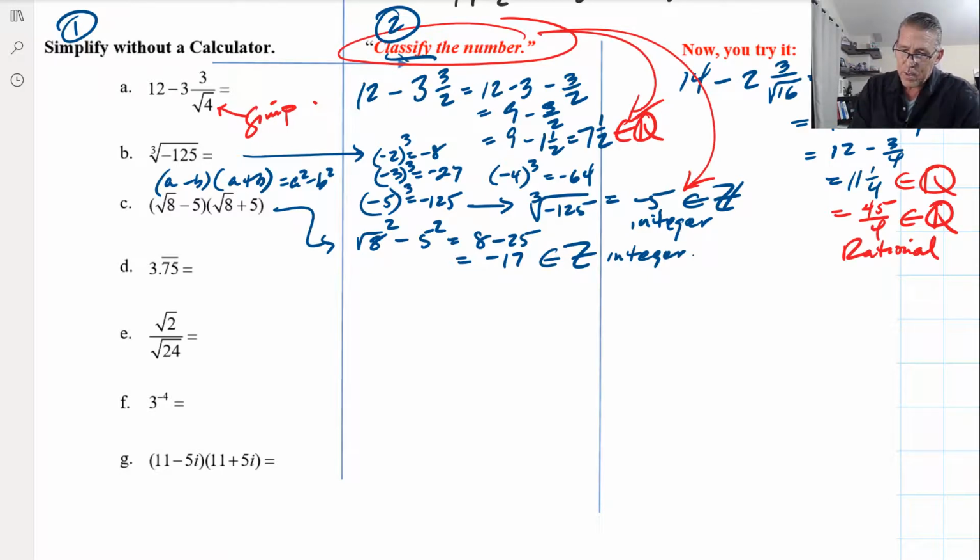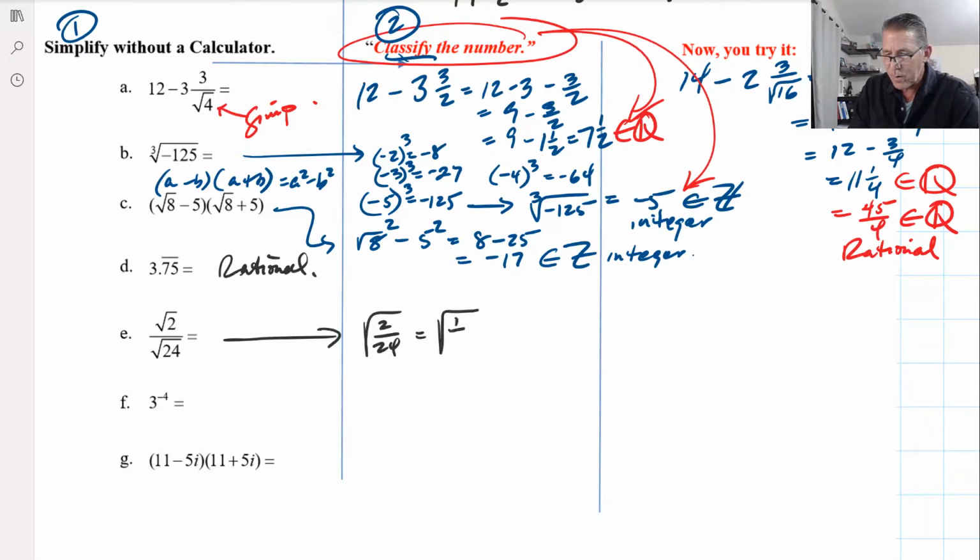So this one here, 3.75. Oh boy, I said all repeating decimals are rational, and you really can't simplify this. This is done. So this is just a rational number here. Okay, all repeating decimals are rational. Now this one here is the same thing as the square root of 22 divided by 24, which is the square root of 1/12. And that's the square root of 1 divided by the square root of 12, or 1 divided by root 12.